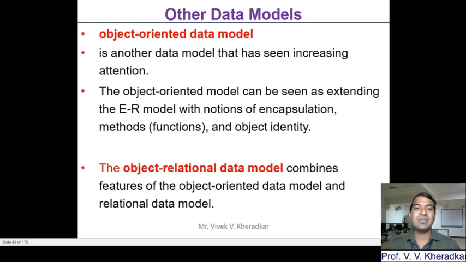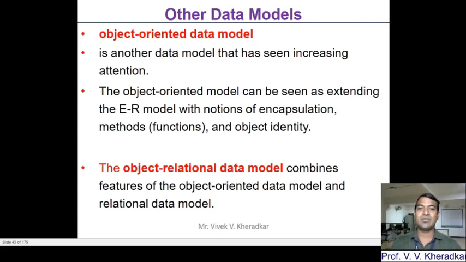The object oriented model can be seen as extending the ER model with the notions of encapsulation, method and object identity. So whenever we have an ER model, if I add these OOP features, encapsulation, method and object identity, to the ER model, that model is called the object oriented model. And the next is the object relational data model, which combines the features of the object oriented data model and the relational data model.